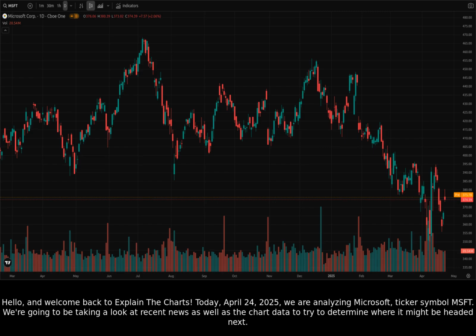Today, April 24th, 2025, we are analyzing Microsoft, ticker symbol MSFT. We're going to be taking a look at recent news as well as the chart data to try to determine where it might be headed next.